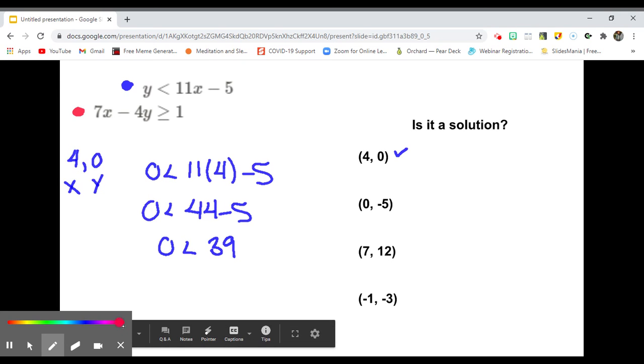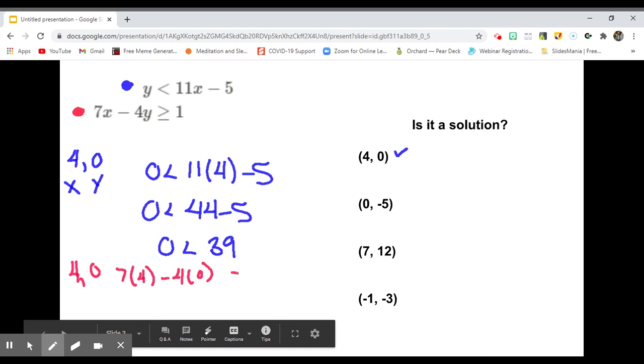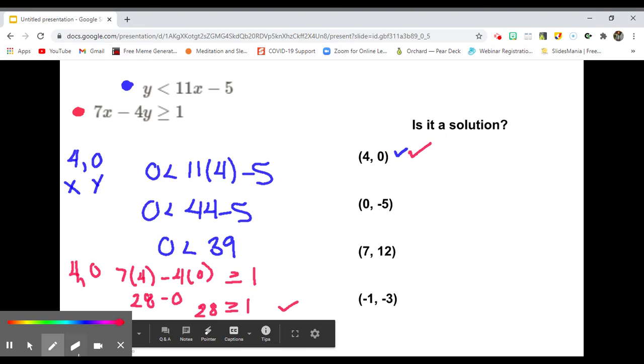Okay, now we're going to try the red equation, which again, we still have (4, 0). It's almost writing in pink, but we're going to pretend it's red. So 7 times 4 minus 4 times y, is that greater than or equal to 1? So 7 times 4 is 28 minus 0. So is 28 greater than or equal to 1? Yes, it is. So this one was a solution to the system, being both of them. So this was a yes.